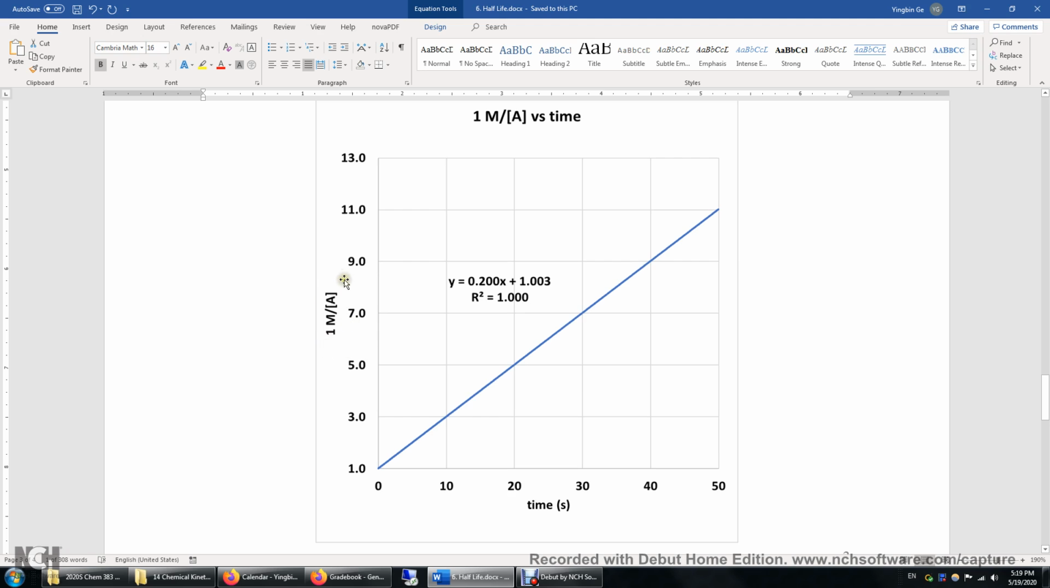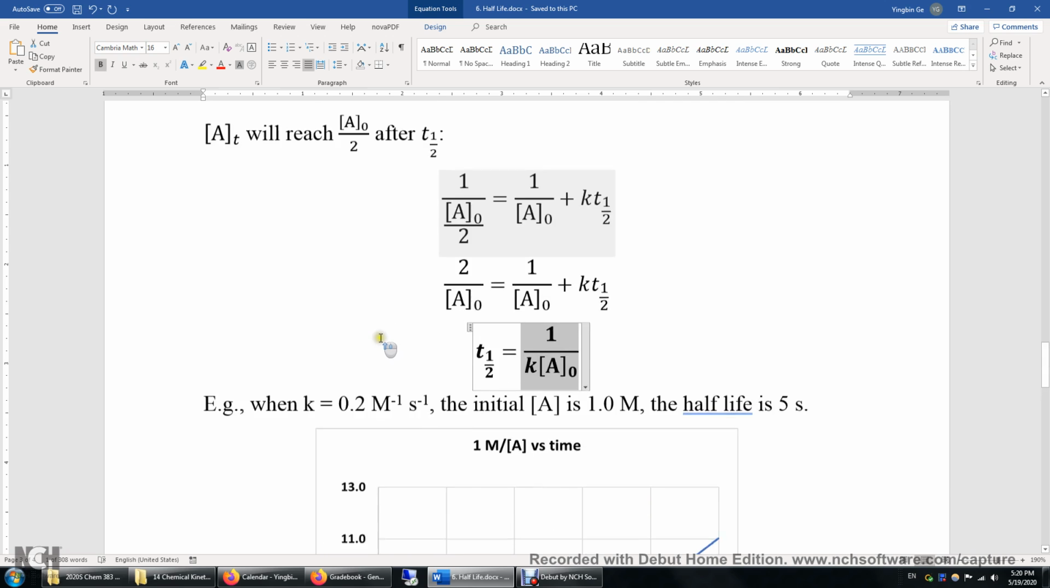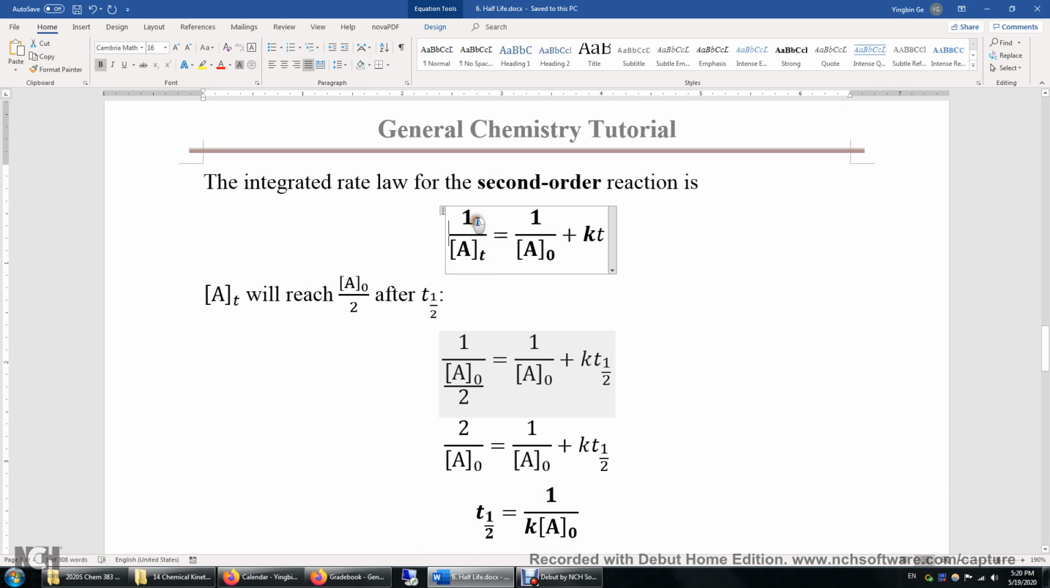And then, again, this one is proportional to time. You can see this is really linear. This is because if you look at this integrated rate law, I want to show you this rate law again. So this is your vertical axis. What's the horizontal axis? It's t. Now we have a slope. The slope is just k. What's the intercept? The intercept is 1 over A naught.